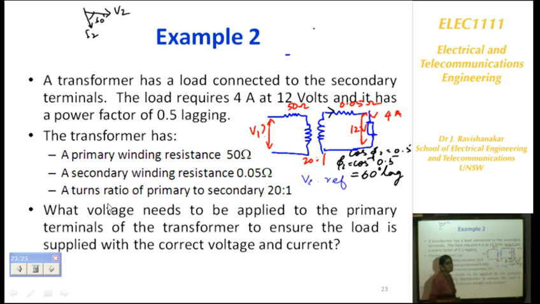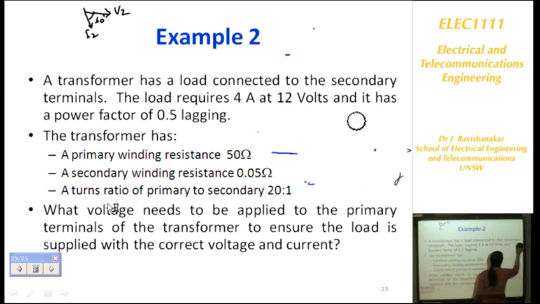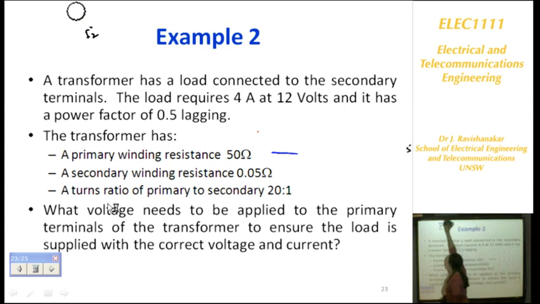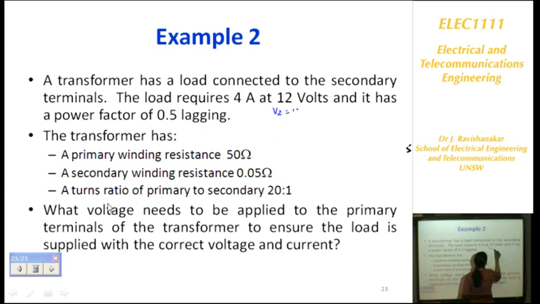We always need a reference vector in AC calculations. Once you take V2 as a reference, let me rub this off. I have space here to write. So we have V2, which is given by 12 at an angle of 0. Therefore, I2 is 4 at an angle of minus 60, because I2 lags the voltage by 60 degrees, so I put a minus there.